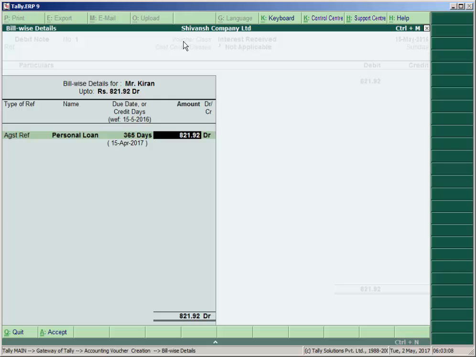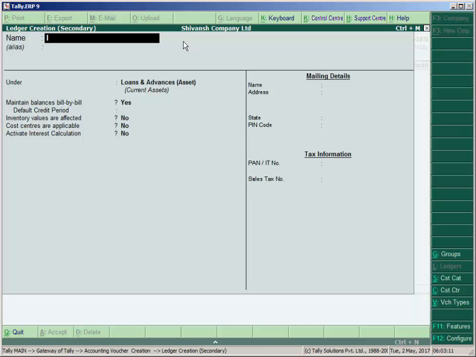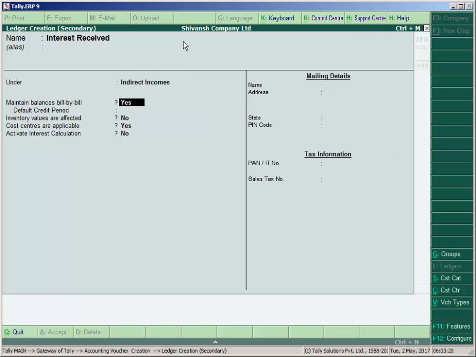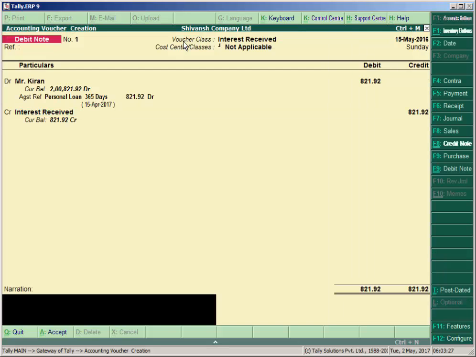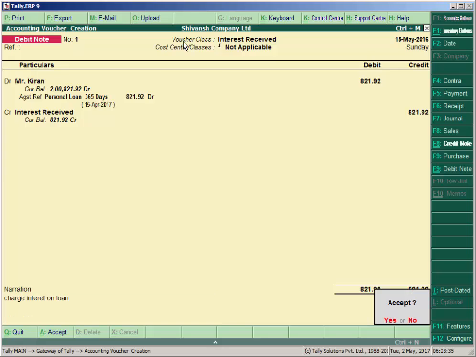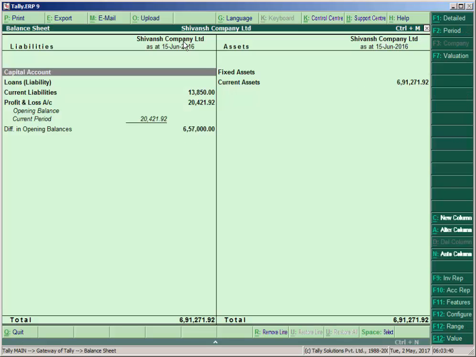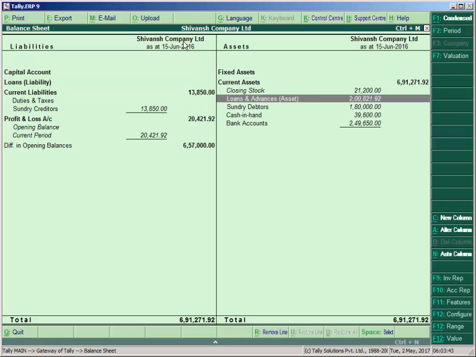So interest received under the group indirect income. Bill by bill is no here. So charge interest on loan. The amount will be shown here, that is 2,821.92 with interest. So go to the balance sheet, press Alt plus F1. You see here the interest is added on the loan amount. So press escape key.